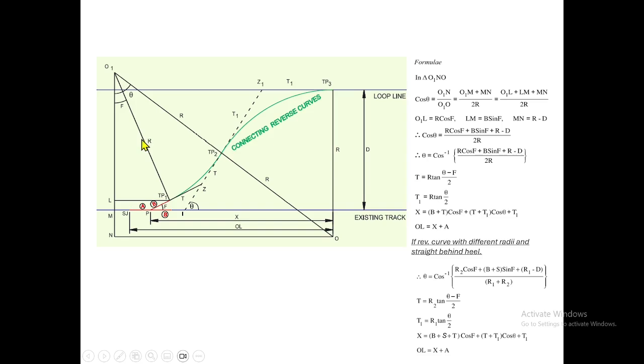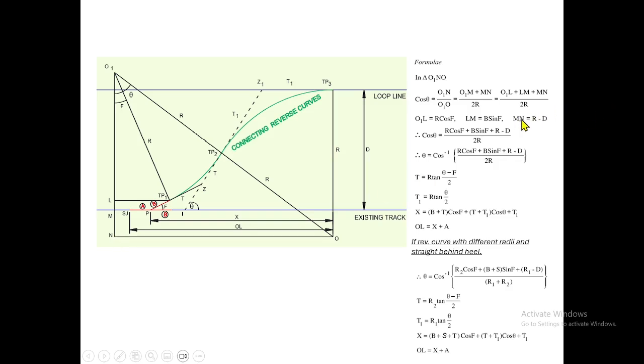Okay, and similarly, if you take LM, let us take this triangle, this is f, so automatically this will be b sin f. That means b sin f will be your LM. So O1L equal to r cos f and LM equal to b sin f. And coming here, MN equal to r minus d. That means, see here, this total r minus d will be your MN.